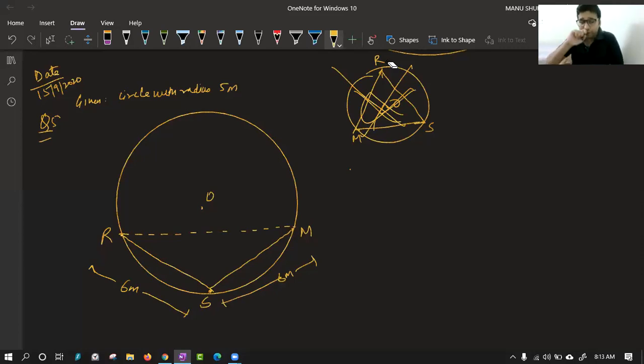Okay Utkarsh, first tell me, what we can do is we can join this OR, we can join this OS, we can join this OM. So class, what do we know about OR, OS and OM? These three are our radius. So this is also 5 meter, this is 5 meter and this OS is also 5 meter. Now we have to find RM.